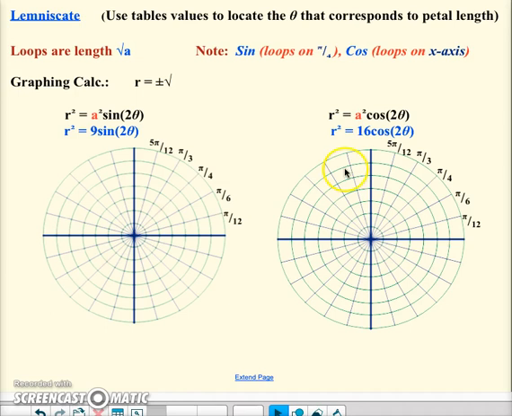Okay, so basically, you know which one we have based on this idea right here. And then loop length is the square root of the a number out front. So if a squared is 9, okay, well then square root of a is 3. So 3 is the loop length. Number 1 is I focus in on which one I have, sine or cosine. Sine petals, or loops, are on the pi/4. So on the pi/4 rotation line, origin point. There you go.